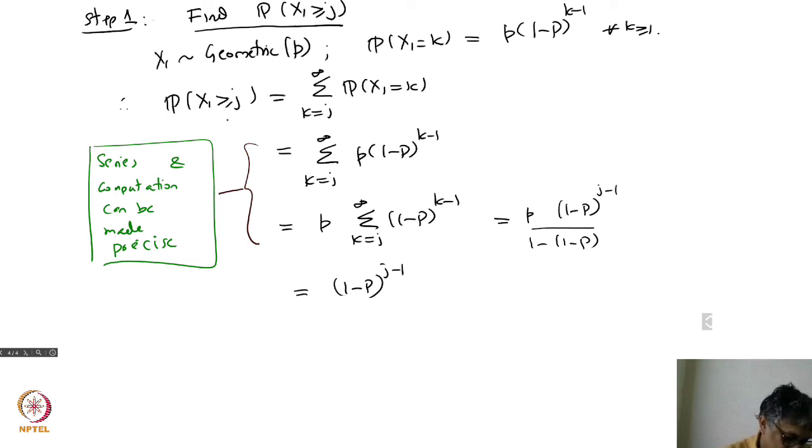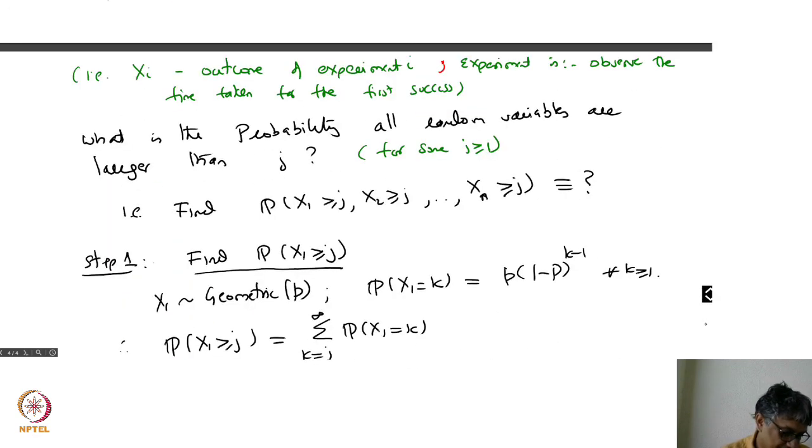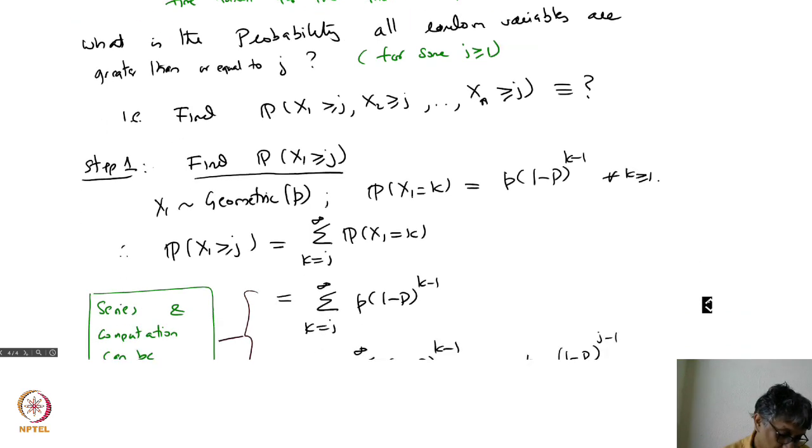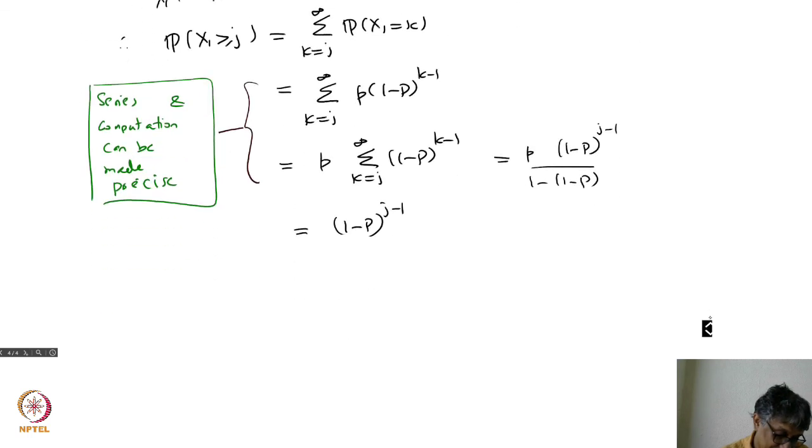So now we know that everybody is of this form. But what did we want to calculate? We wanted to calculate the chance that x1 is bigger than or equal to j, x2 is bigger than or equal to j, and so on. Maybe I'll rephrase the question a little bit. Instead of writing larger than j, to make it precise, I'll write greater than or equal to j. This is the question I have to compute, and I know how x1 behaves.